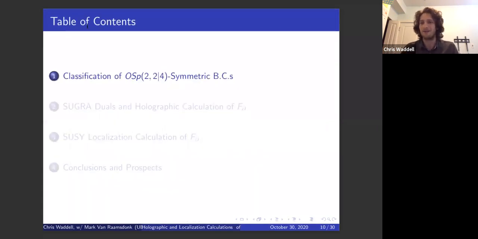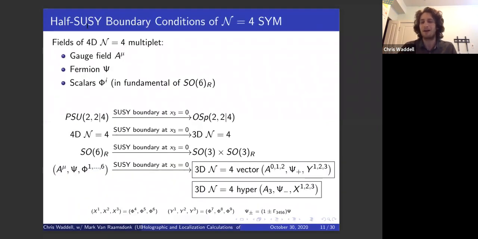So I'll get into some of the details of this calculation now, but I'll start off by reviewing the classification of these boundary conditions. So in general, if we start off in the N=4 super Yang-Mills theory, we have some fields appearing in the 4D N=4 multiplet, including the gauge field, some fermion field, and then 6 real scalars, which transform in the fundamental of the SO(6) R symmetry.